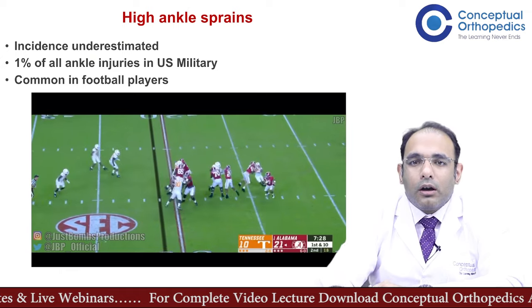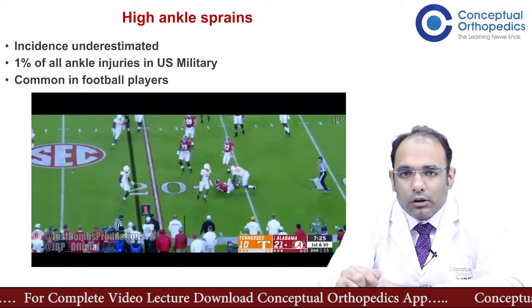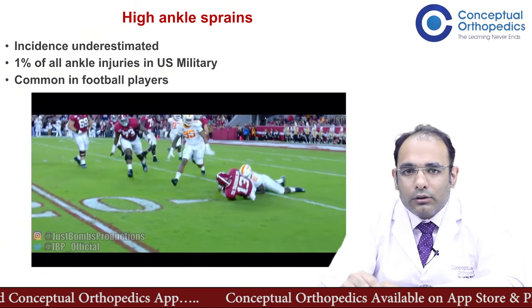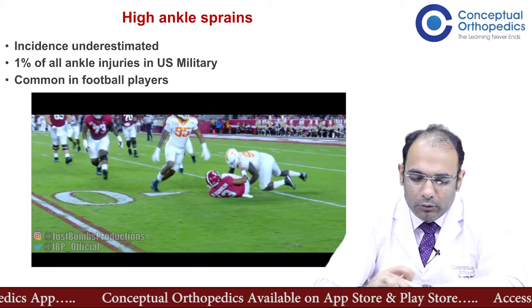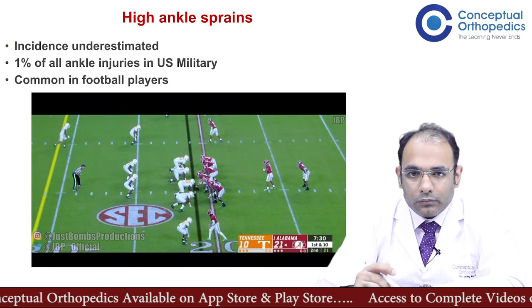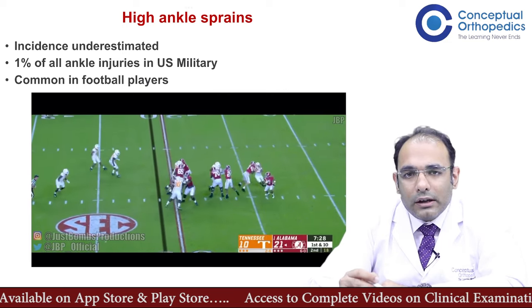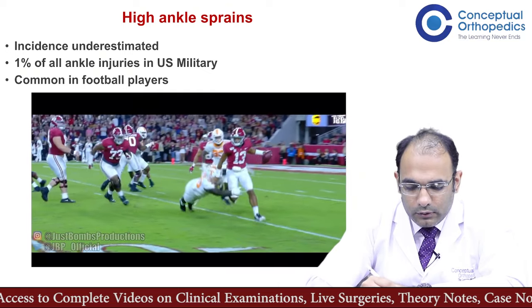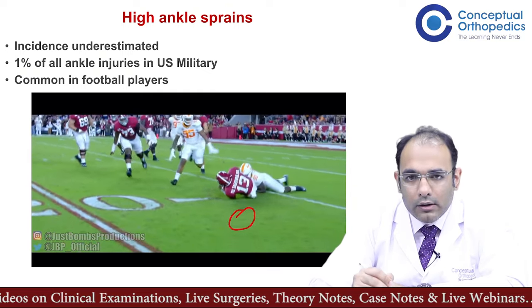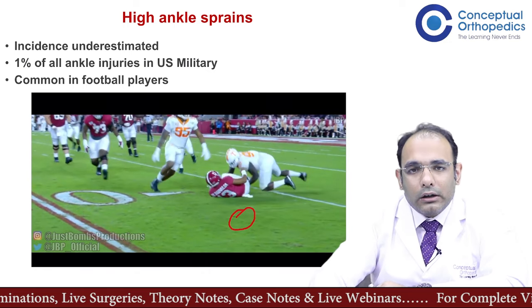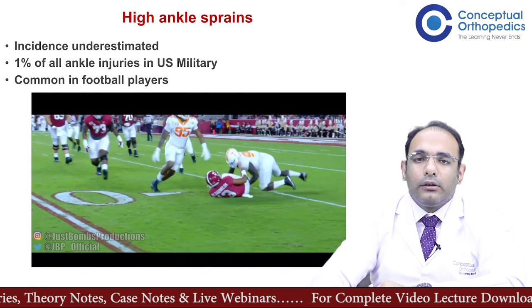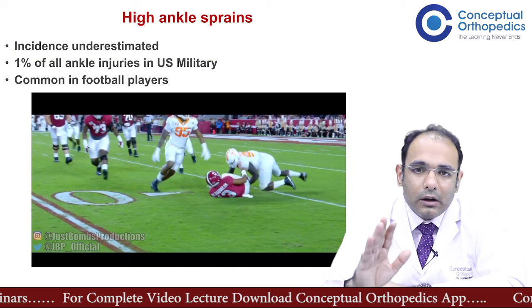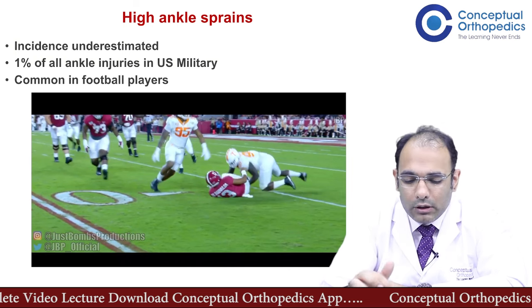This video will be played in slow motion as well. Just look over here. If you look at the direction of the ankle sprain, you can see that this is not really an inversion sprain, but more of an eversion injury. If you look over here, this is when the ankle went into eversion, and this is how a high ankle sprain happens. This is when you injure the syndesmosis ligament, in contrast to an inversion sprain in which you injure the ATFL and the CFL.